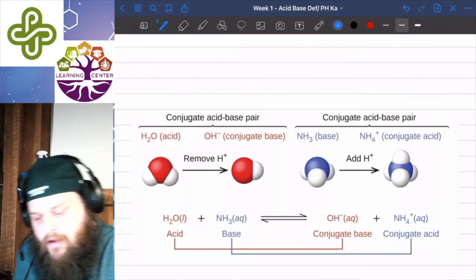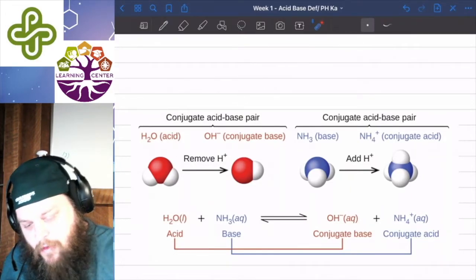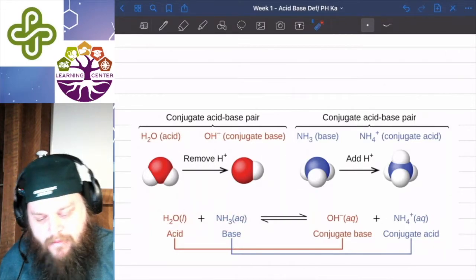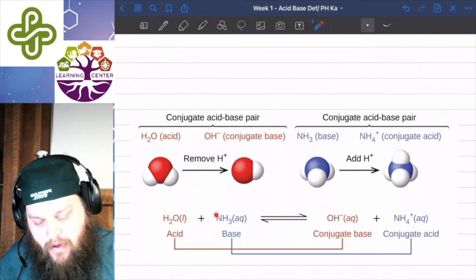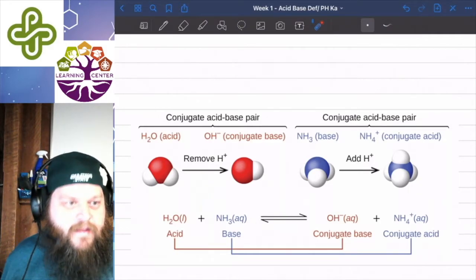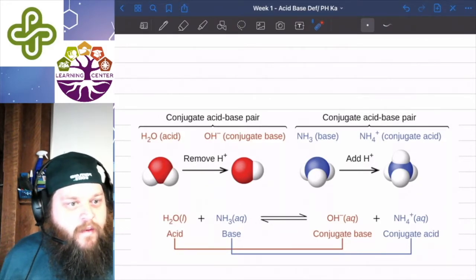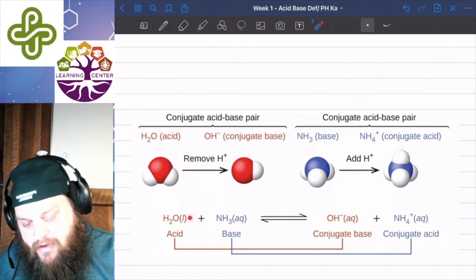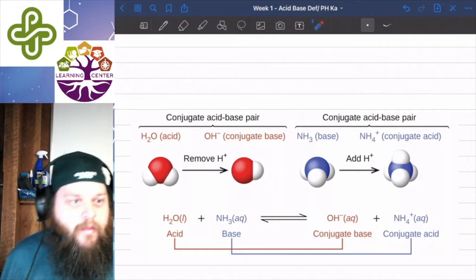So on this chemical formula down here, we have water, liquid water, and ammonia. And ammonia is acting as the base in that case. It's got a lone pair there, so it wants to kind of take a proton in. Here, water is acting as an acid, so it's got a couple extra hydrogens. It's going to lose one of its hydrogens there.